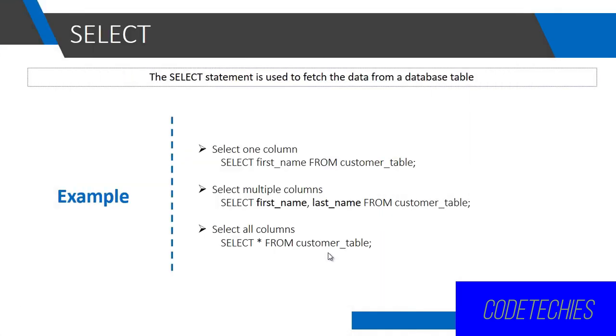So to retrieve only one column, for example, say if you want just the first name of all the customers that you have in your customer table, this is the query you will write: select first name from customer table. Customer table is the table name. Let us go to pgAdmin and run this command.